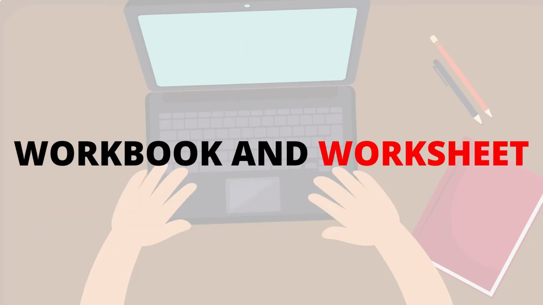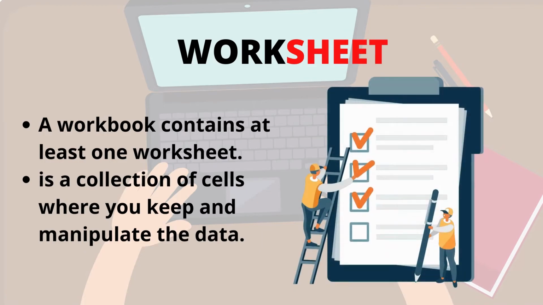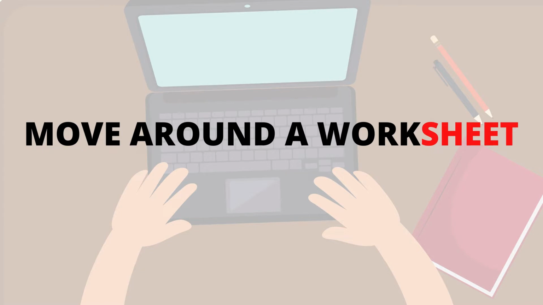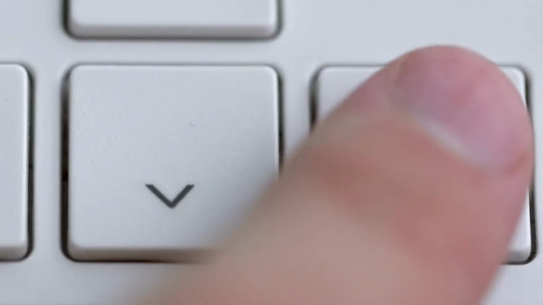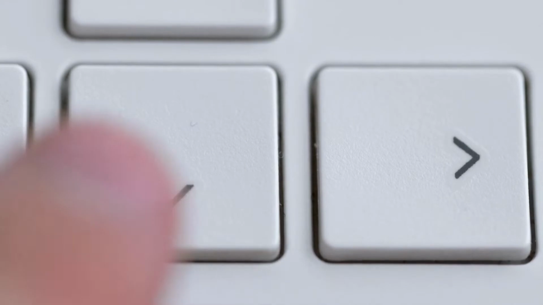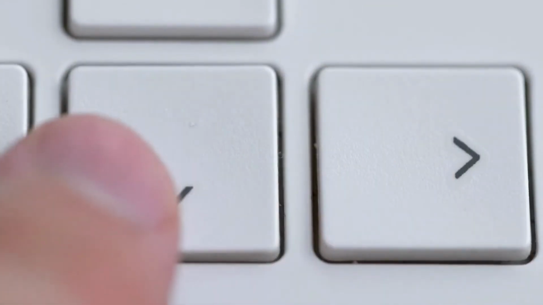Workbook and worksheet. When you start Excel, you're faced with a big empty grid. A workbook is a file that contains one or more worksheets that you can use to organize various kinds of related information. Move around a worksheet. Arrow keys. By using the arrow keys, you can move around your worksheet. You can use the down arrow key to move downward one cell at a time. You can use the up arrow key to move upward one cell at a time.